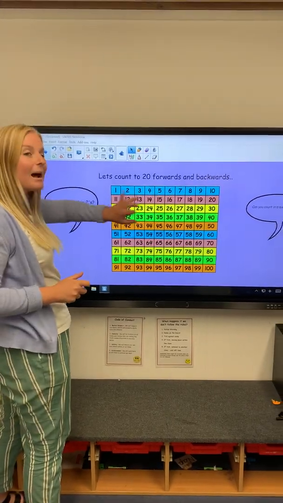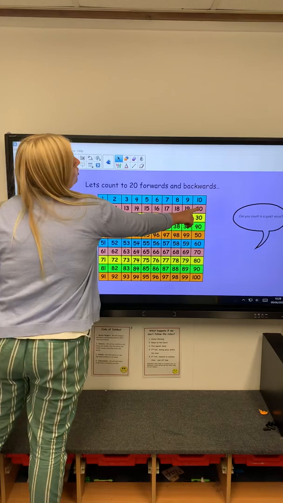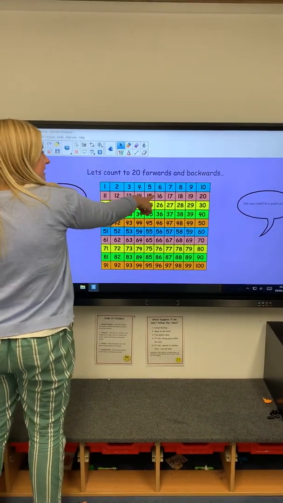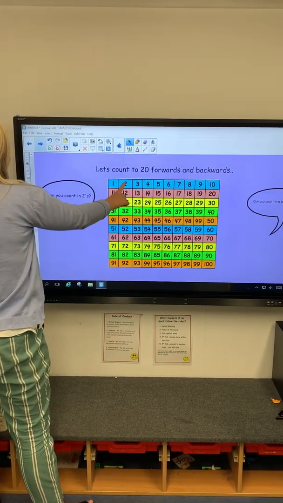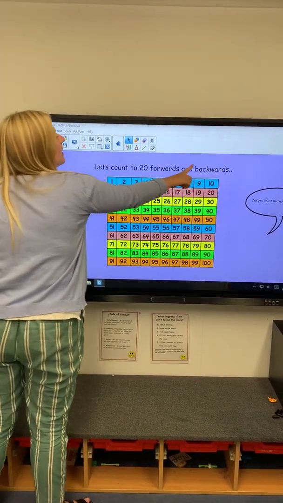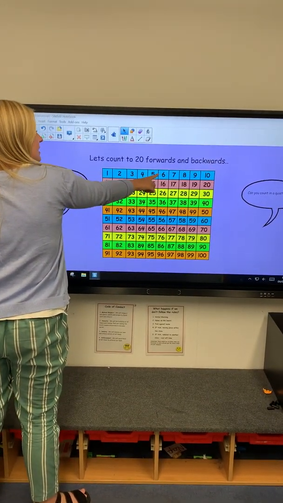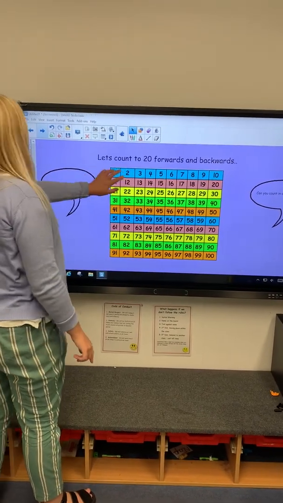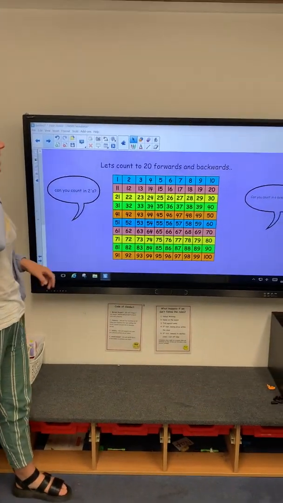We're going to go backwards now. This is a little bit trickier, but I want you to have a really good go. 20, 19, 18, 17, 16, 15, 14, 13, 12, 11, 10, 9, 8, 7, 6, 5, 4, 3, 2, 1. Well done. Super counting, guys.